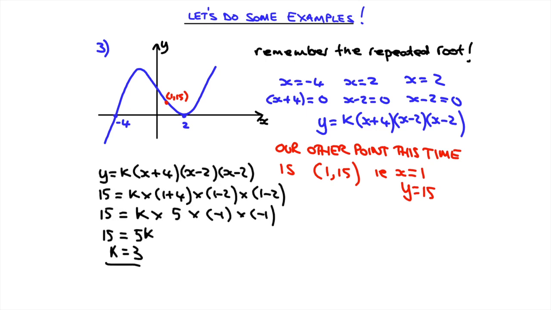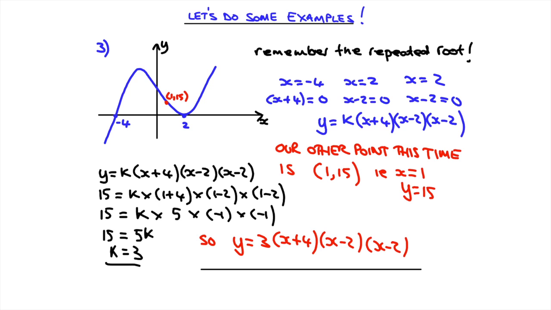So when we do that, we get 15 equals k times (1 plus 4) times (1 minus 2) times (1 minus 2), x is 1, remember. So 15 is equal to k times 5 times negative 1 times negative 1. 15 is equal to 5k, so k is equal to 3. So the family of parabolas was y equals k times (x plus 4) times (x minus 2) times (x minus 2). Using our other point on the graph, we were able to establish that k is equal to 3. So y is equal to 3 times (x plus 4) times (x minus 2) times (x minus 2).